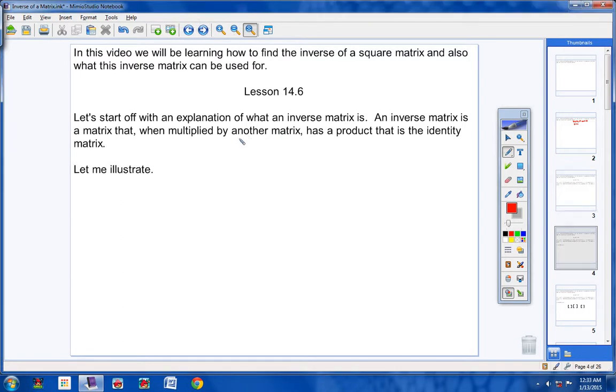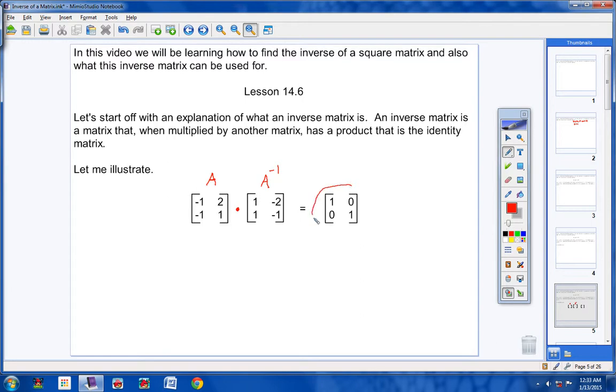Let me illustrate what I mean, okay? Here we go. Alright, now take a look here. We're going to call this matrix here matrix A, okay? And we're going to call this matrix here the inverse. And by the way, that is how you denote inverse, -1, okay? So, this is matrix A, and this is the inverse of matrix A. When you multiply these two matrices together, notice you get out the identity matrix.